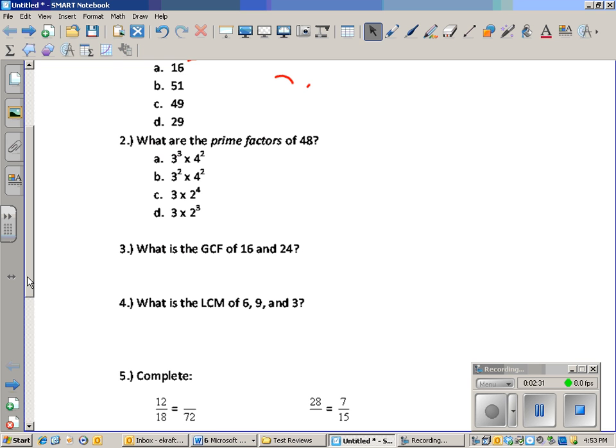Number 3, what's the greatest common factor of 16 and 24? Factors being the numbers that we multiply together to get 16 and 24. So we're going to take 16 and 24, and we're going to pull out our common factors. I can see right away that 4 goes into both, so I'm going to go ahead and try that. 4 goes into 16 and leaves us with 4. 4 goes into 24 and leaves us with 6.